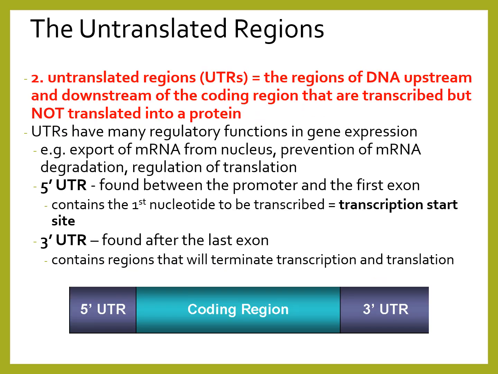The UTR regions of DNA, the ones that flank the coding region, these are called untranslated regions. They are regions of DNA upstream, in other words, in front of the coding sequence, and downstream, in other words, behind the coding sequence, that get transcribed into RNA but are not translated into a polypeptide. The UTRs have many regulatory functions in gene expression.